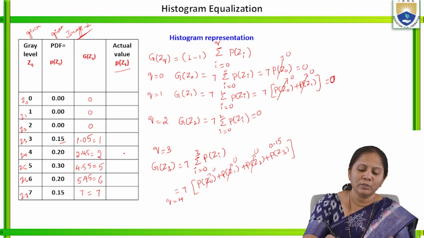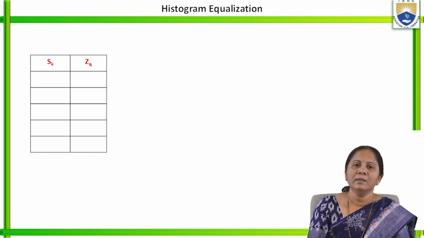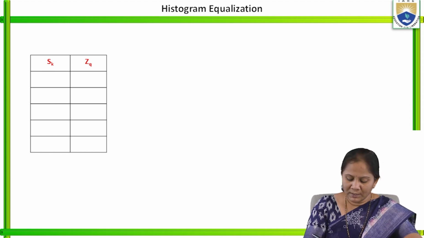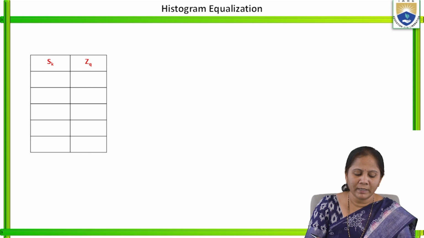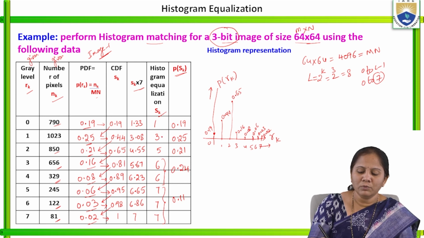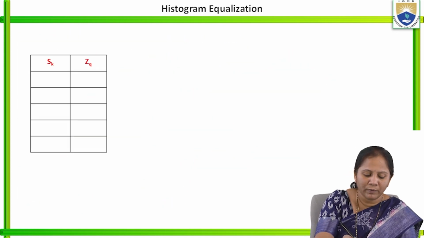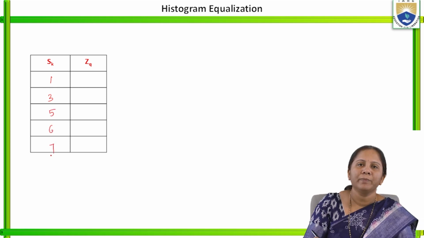From that only, we are going to write all this. What is that step? SK and ZQ. So what is that SK? SK will be getting from image 1. So here, what are all the values we got here? SK values 1, 3, 5, 6 and 7. So we have to write here 1, 3, 5, 6 and 7.